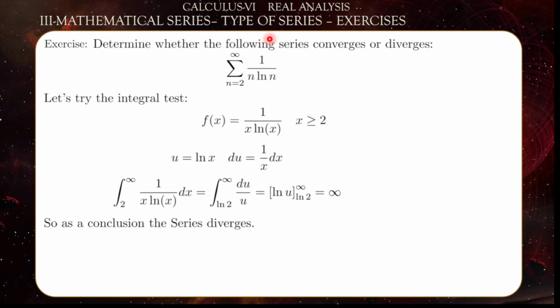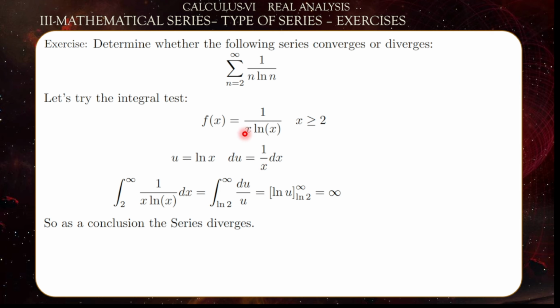f of x is equal to 1 divided by x ln x. So we simply replace n by x, and we need to integrate from 2 up to infinity. These have become now the bounds of the integral, okay? So now, in order to solve such an integral, we need to make a variable substitution, okay? Change of variables. So we consider u equal ln x, and hence du would be 1 over x dx.